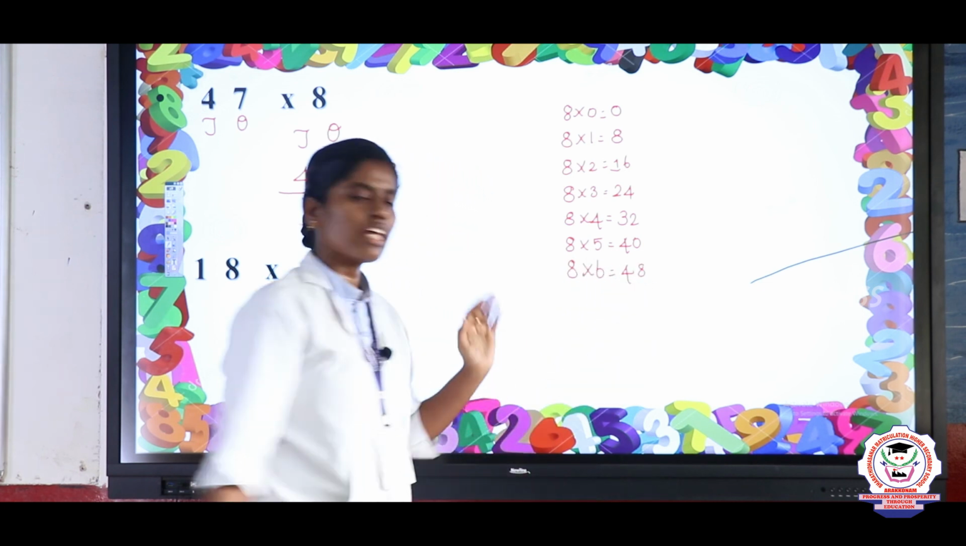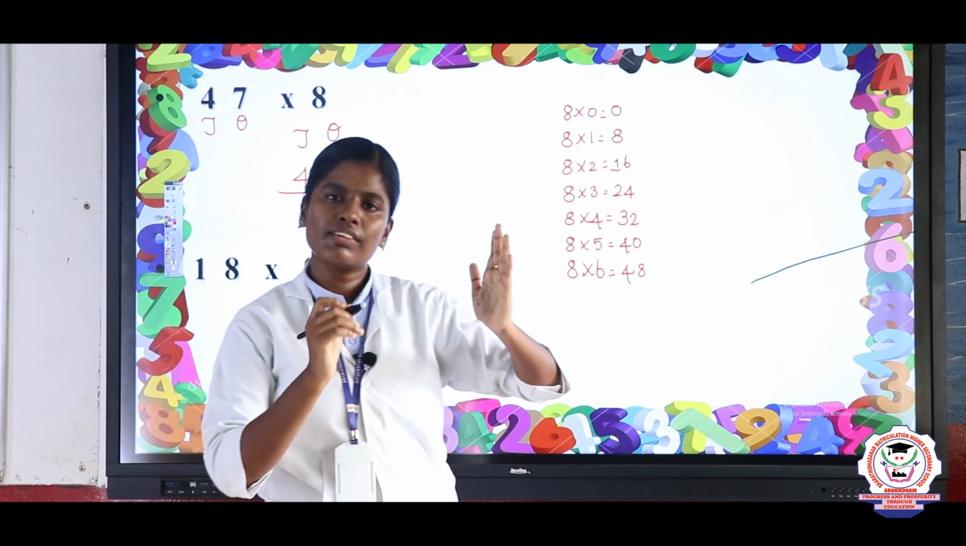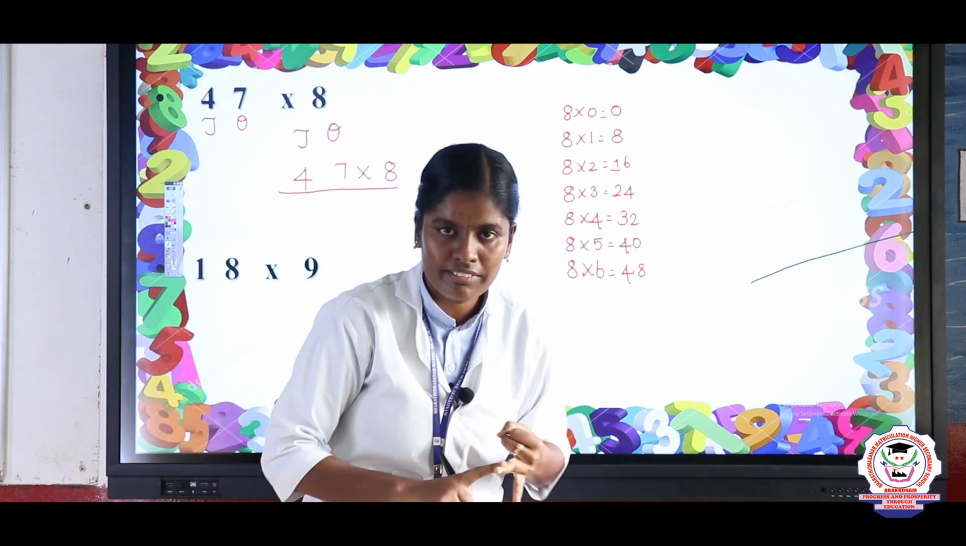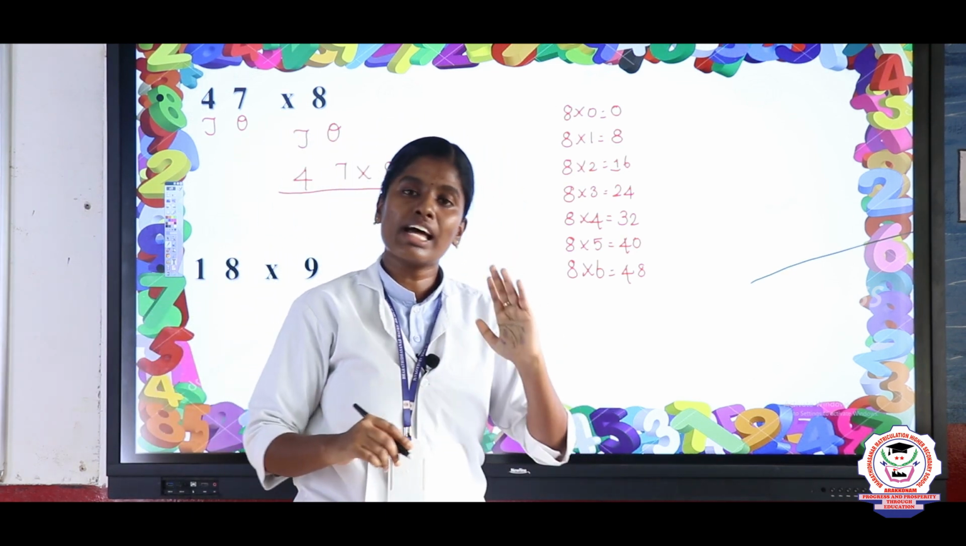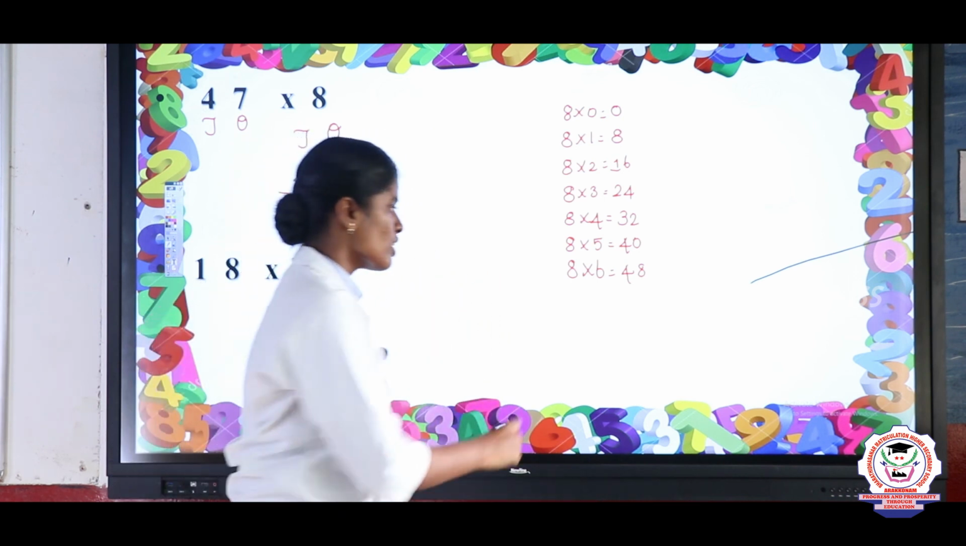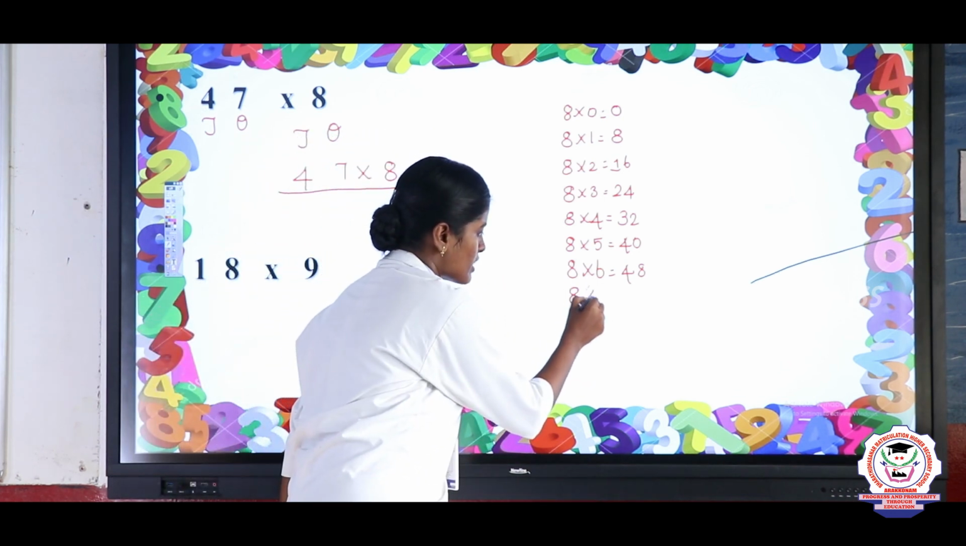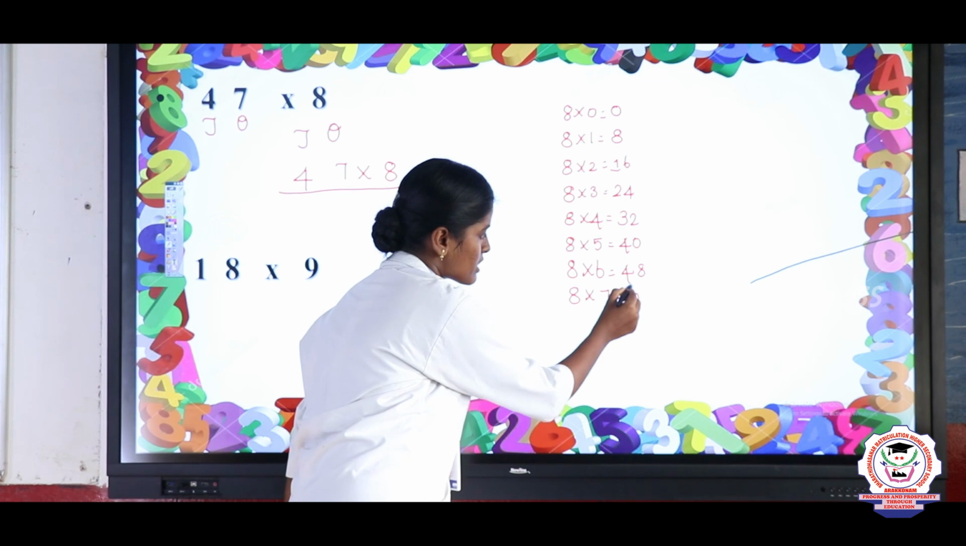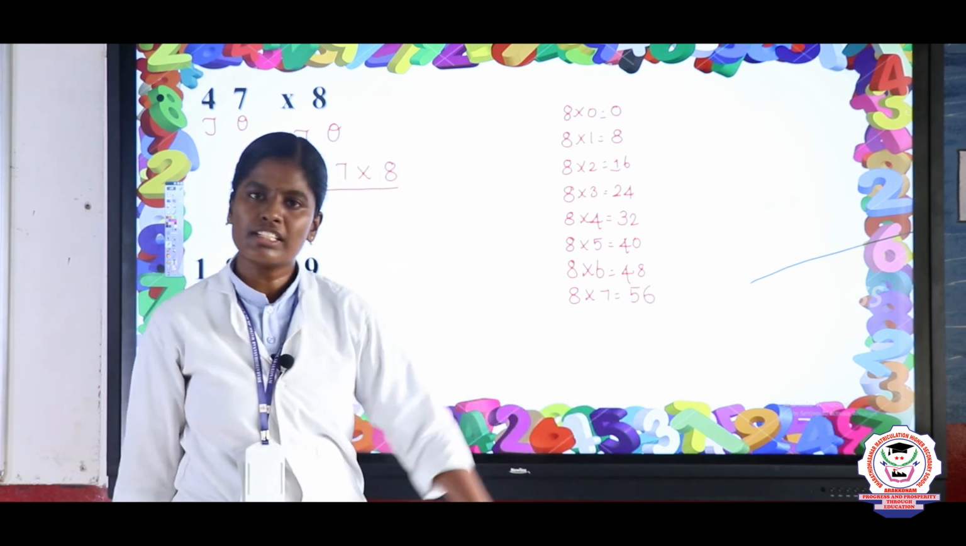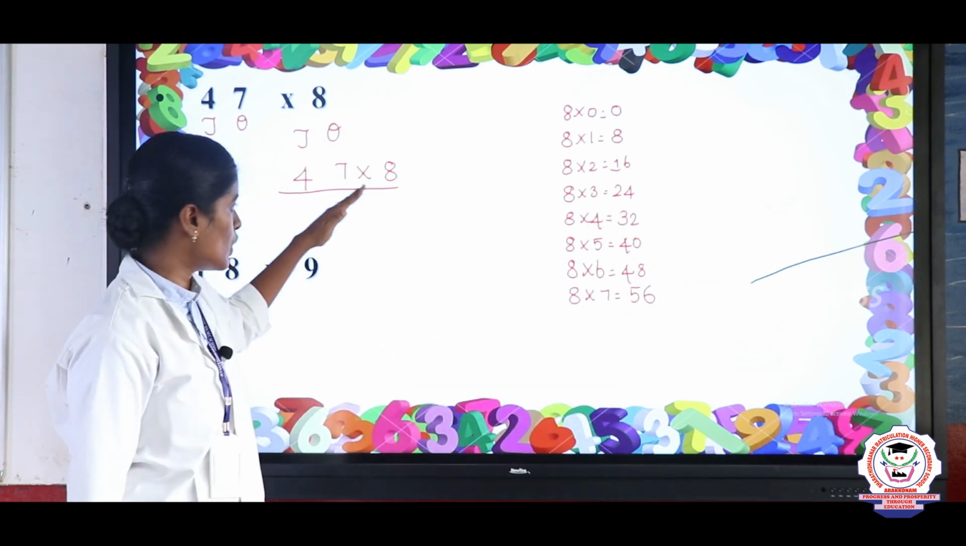The next one is 8 sevens are. So 8 sevens are means 8 times 7 or 7 times 8. So the answer is 56. So write 8 sevens are 56. Here the ones place value is 7.